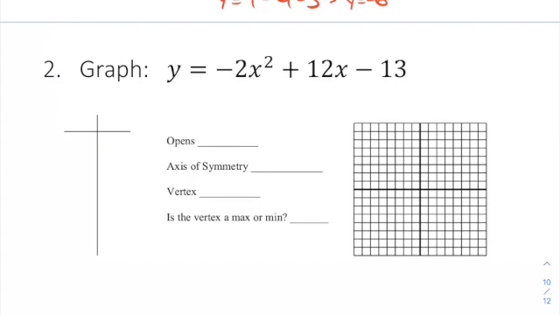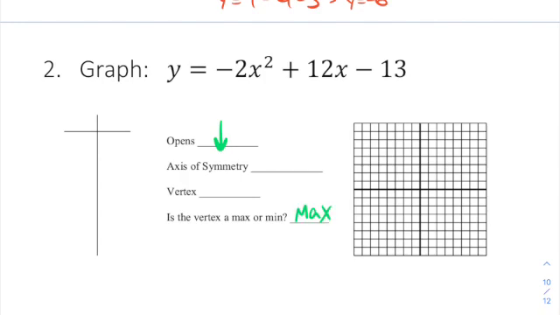All right, let's take a look at one more example. In this problem, the leading coefficient's negative. So right away we know that this is going to open down. And since a graph that opens down looks like this, the vertex is going to be the max, since that's the highest point on the graph.